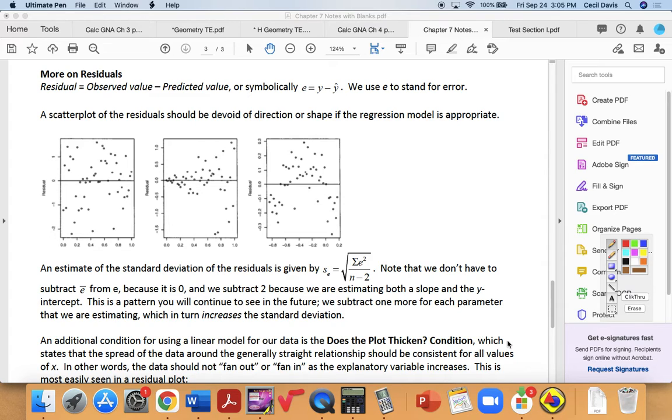All right, so remember that the residual is the observed value minus the predicted value, or symbolically, e equals y minus y hat. And you're like, why e? Well, the flip answer is, and they tell you this in the book, r was already taken, right? But the other reason is it's the error.